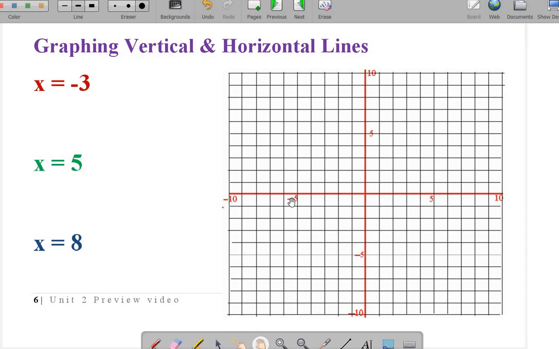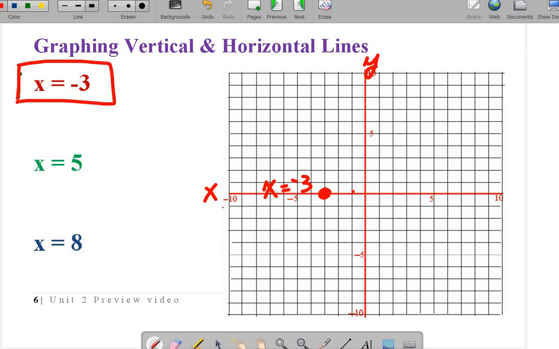Now we're going to graph vertical and horizontal lines. Very important, follow very carefully. If I want to graph x equals -3, let me show you right now. I'd like you to follow me. X equals -3. There's the x-axis, there's the y-axis. X equals -3. So I go 1, 2, 3. X equals -3.